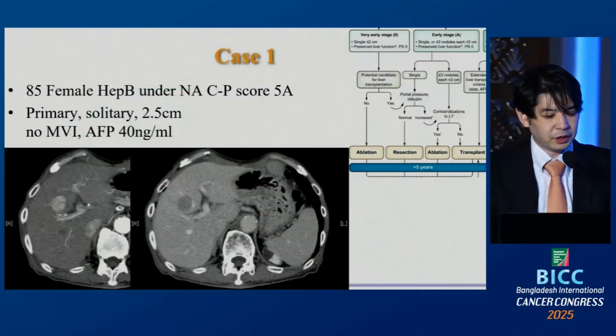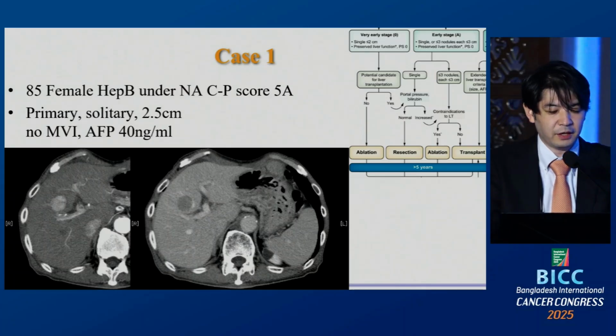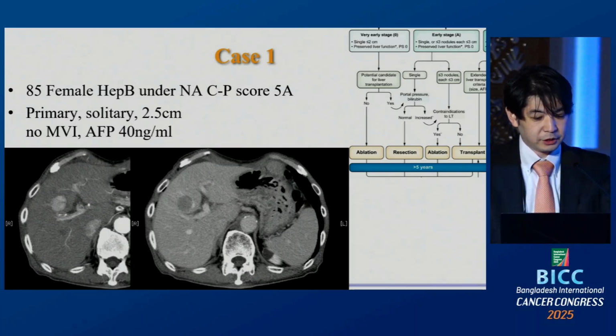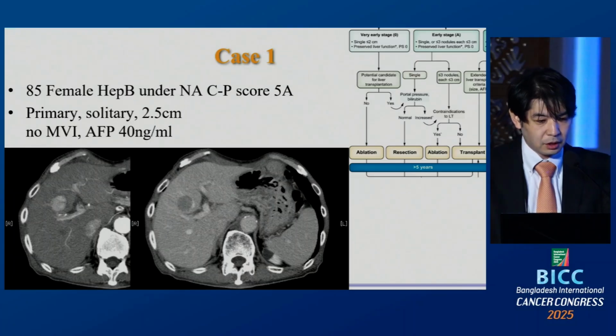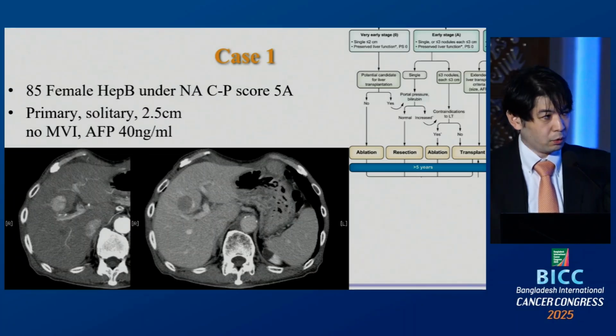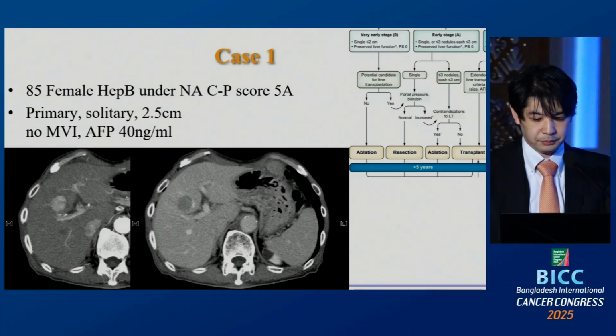So let me present you a little case. An 85-year-old female, hepatitis B, under NA, with a Child-Pugh score of 5A. Primary, solitary, 2.5 centimeters, no MVI, and a modest elevation of AFP of 40 nanograms per milliliter. What would your first choice be?